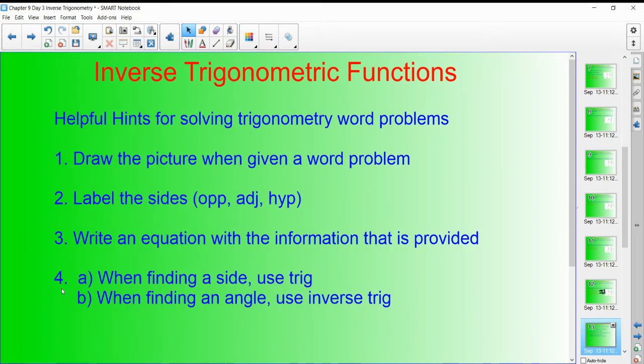So here are the hints, and we have some of these from last time. If you're given a word problem, we draw a picture and we label it from the starting angle: the opposite, the adjacent, the hypotenuse. We're always going to write the equation, and then to solve, if we need to find the side, we can use trigonometry, so we use sine, cosine, or tangent. But when we need to find an angle, we use inverse sine, inverse cosine, or inverse tangent. So set up the equation and look, what is it trying to have us find? What are we solving for?